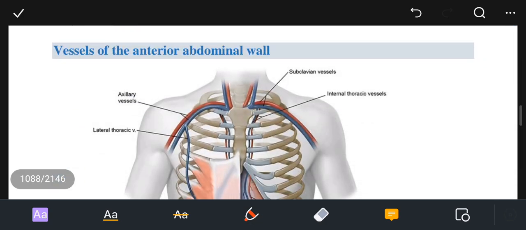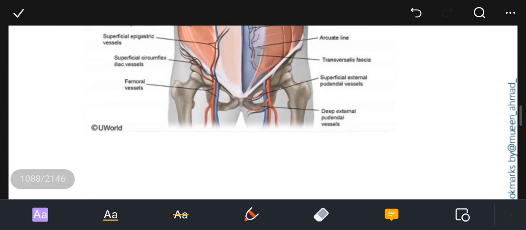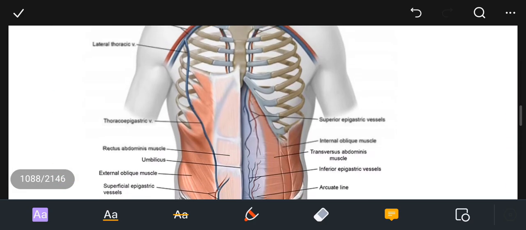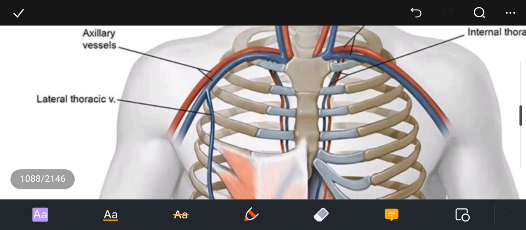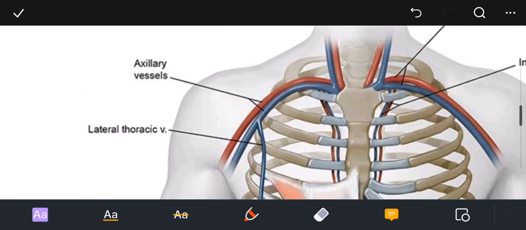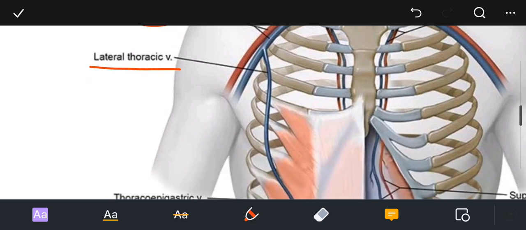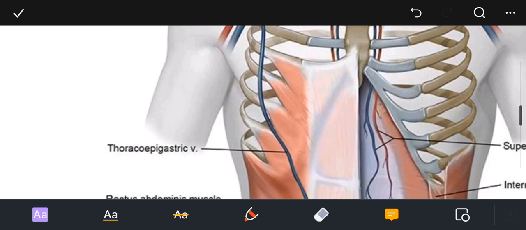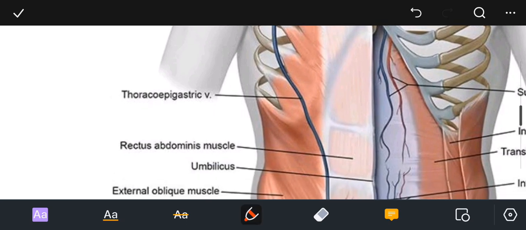Moving forward to the vessels of the anterior abdominal wall. They are depicted very beautifully in this picture. We will go in a counterclockwise fashion. These are not the vessels of the anterior abdominal wall per se, these are the axillary vessels, present in the thorax, basically in the axilla. Then we have the long thoracic vessels present on the anterior aspect of the chest. Both veins and arteries are present. Then the thoracoepigastric vessel, or vein you may say.